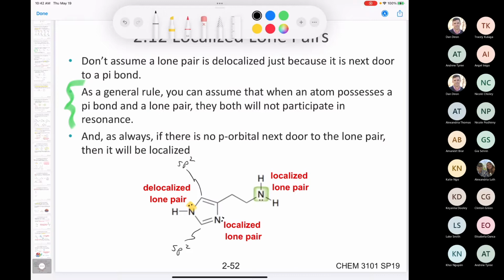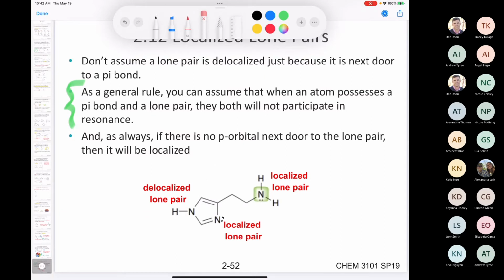The last lone pair, which is this one right here, is localized as well. It is next door to 2 atoms that have p orbitals. This carbon is sp2 hybridized, and this carbon is sp2 hybridized. However, the nitrogen has a pi bond on it. And since it's got a pi bond, the lone pair is not going to participate in resonance. So that lone pair on that nitrogen is localized.